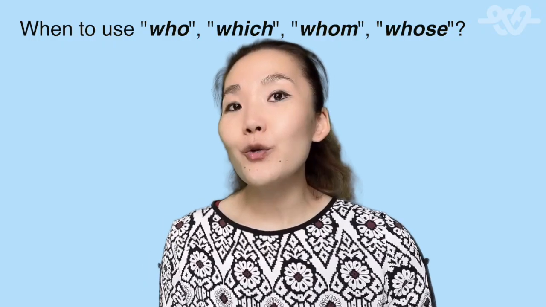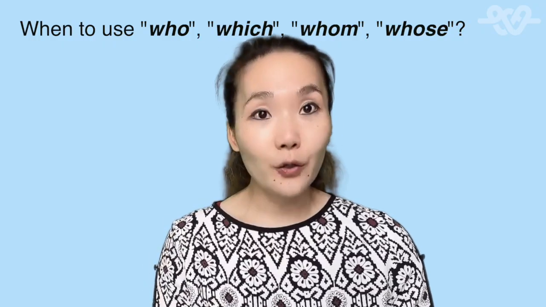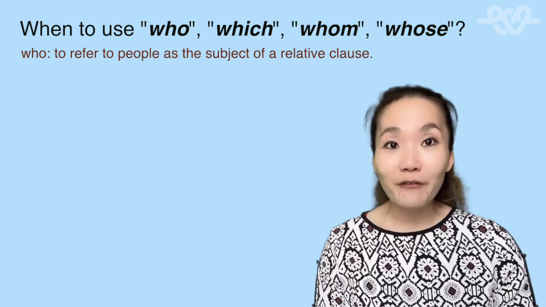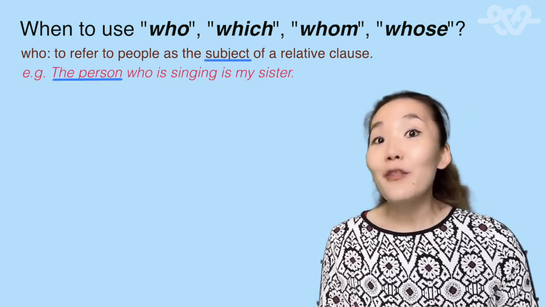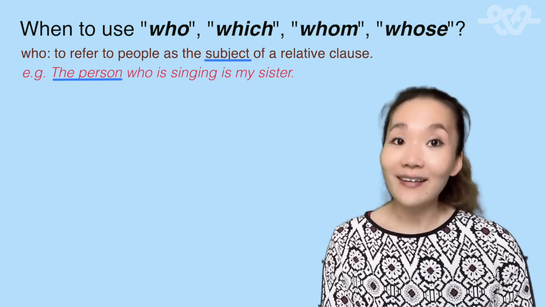When to use who, which, whom, and whose. We use who to refer to people as the subject of a relative clause. For example, the person who is singing is my sister.